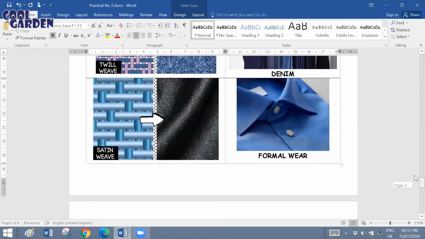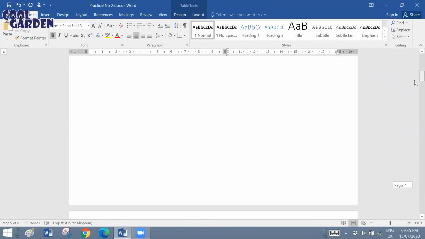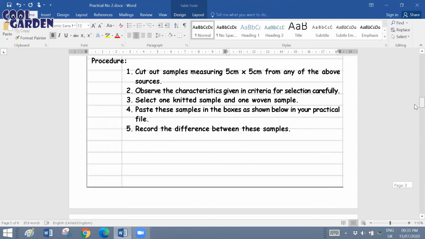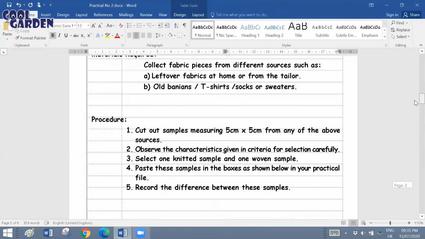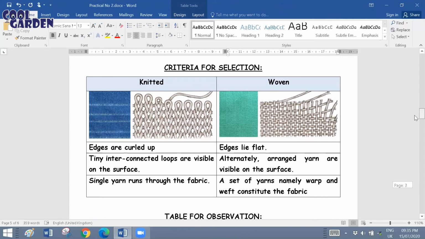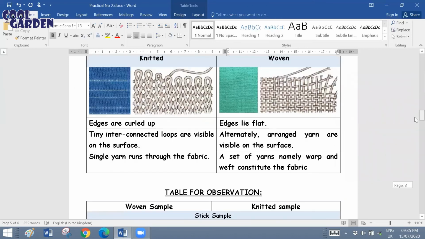So hopefully you understood what should be written for practical 2: aim, observation, materials required, procedure. This should come in the ruled side, and as I said, if you do not have space in the ruled side, make sure in the next ruled part you'll be writing. Do not write it on the white area. Then after that, what you can do is criteria for selection. Make sure it has to be written in the white side of your book. That's a plain page you have to write down.